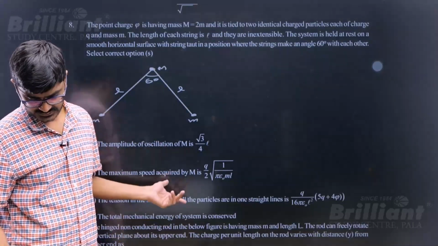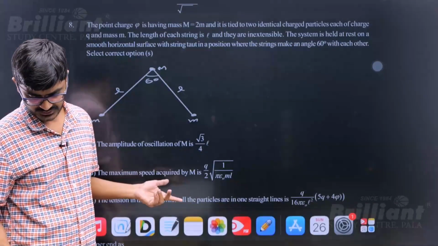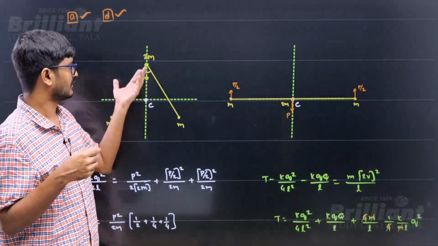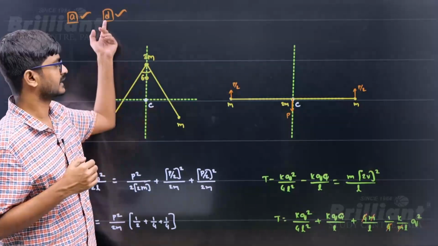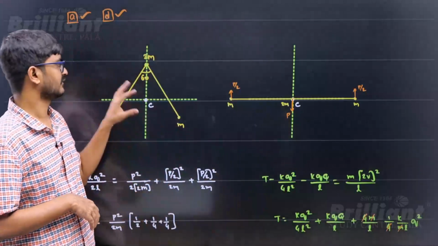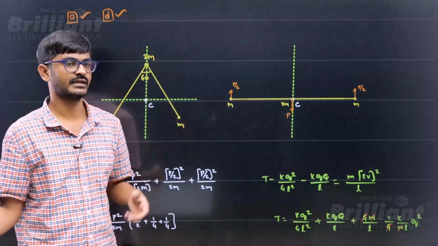And they are asking about tension. Total mechanical energy is conserved. Yes, total mechanical energy is conserved because tension won't be doing any work and all the other forces are conservative forces, so mechanical energy will be conserved. Now from here to here, why the speed came into picture: there will be a drop in potential energy which will be converted into kinetic energy.